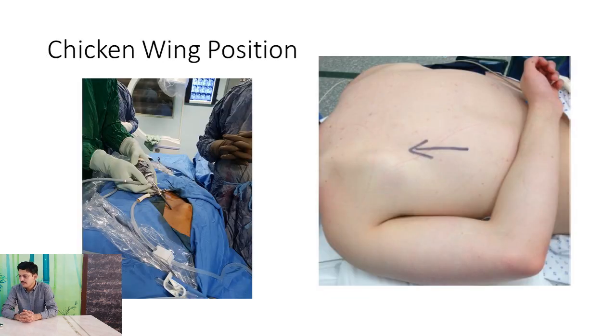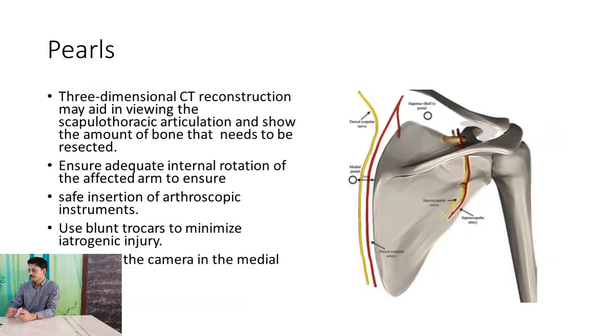Now, this is the position in which we do the procedure. This is called the chicken wing position. What we do is we keep the hand backward like this, and then the medial edge of the scapula is protected, it is elevated up, and this is the best position. We do it in prone position, and the patient is with an internal rotation of the arm like this. So the patient will keep the arm like this, and then we can start our procedure. The procedure is usually done through 3 portals.